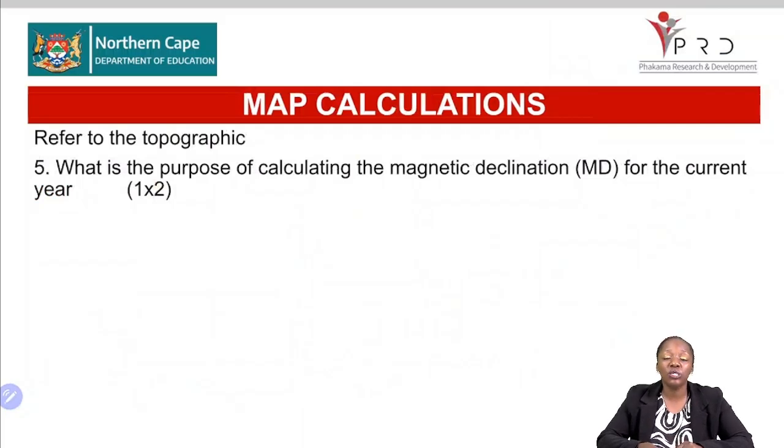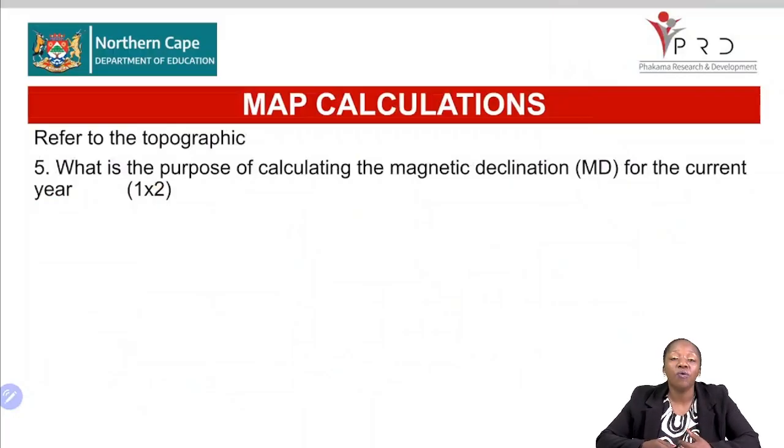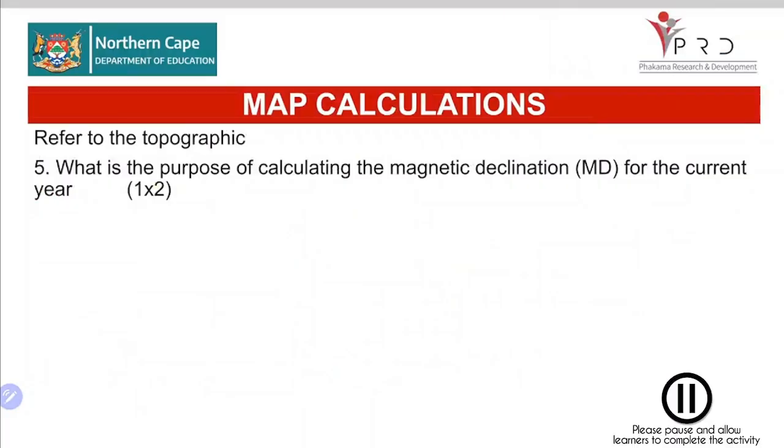In our next question, this is a follow-up question from calculating the magnetic declination. It says, what is the purpose of calculating magnetic declination for the current year? As we calculate it every year, what is the purpose? So I'm going to give you just 1 minute, and then after 1 minute, we will discuss the purpose of calculating our magnetic declination.